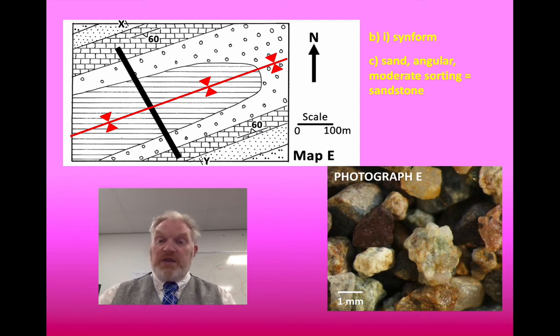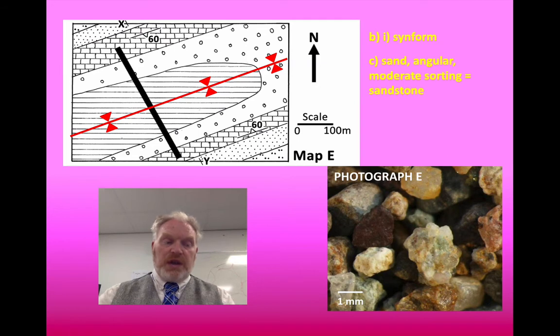This is part of the sandstone bed that we can see on the map. If you said it was part of the greywacke, then that's fine too. Question D then is all about how we apply our understanding of geological maps, how we use these maps.